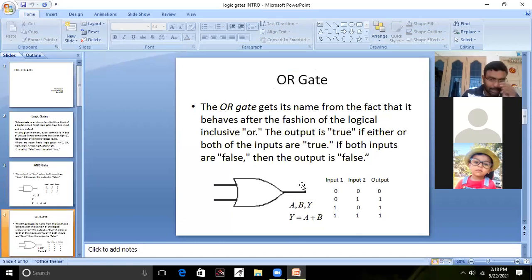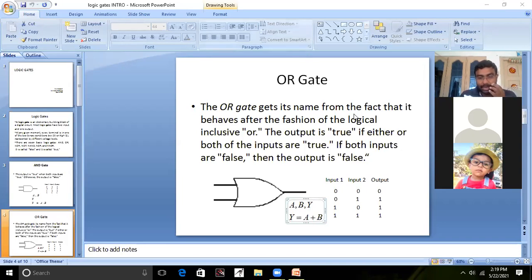Okay, guys, see here. If A and B are my inputs and Y is my output, then the output Y is equal to A plus B, which means that this OR gate is used for adding the two inputs. See here how they are adding: 0 plus 0.